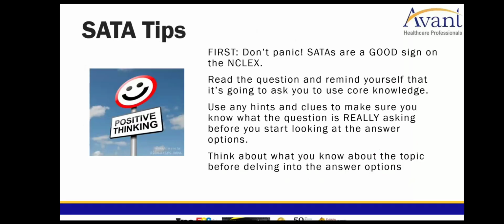So first, don't panic. Like we said, SATAs are good signs. Read the question and remind yourself that it's going to ask you to use core knowledge. Use any hints and clues to make sure you know what the question is really asking before you start looking at the answer options. In other words, use your 6 steps. What is the instruction? What's the topic? And importantly, what's the key word? Those are clues. Those are hints. Think about what you know about the topic before delving into the answer options. In other words, think about expected outcomes. What do you know about the topic?